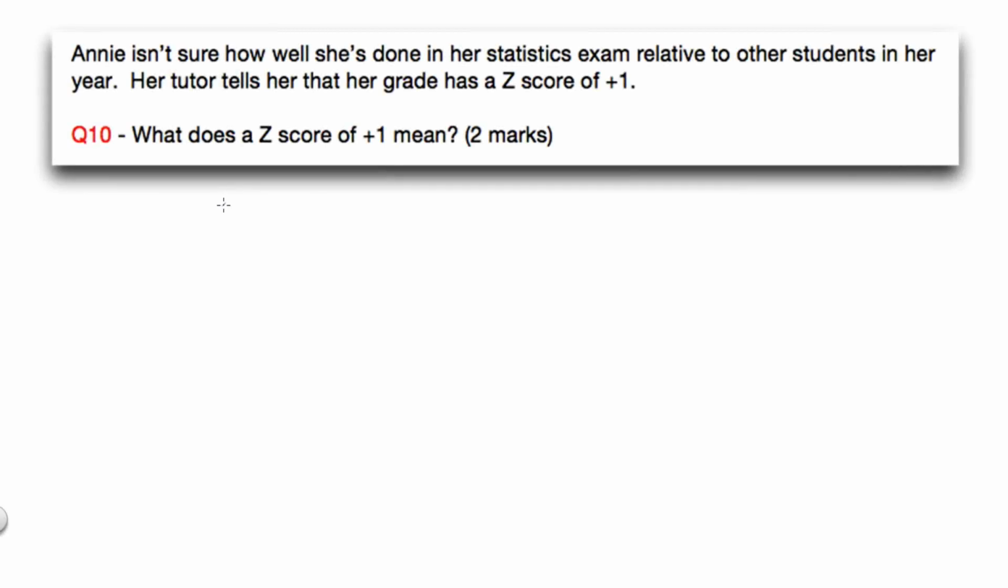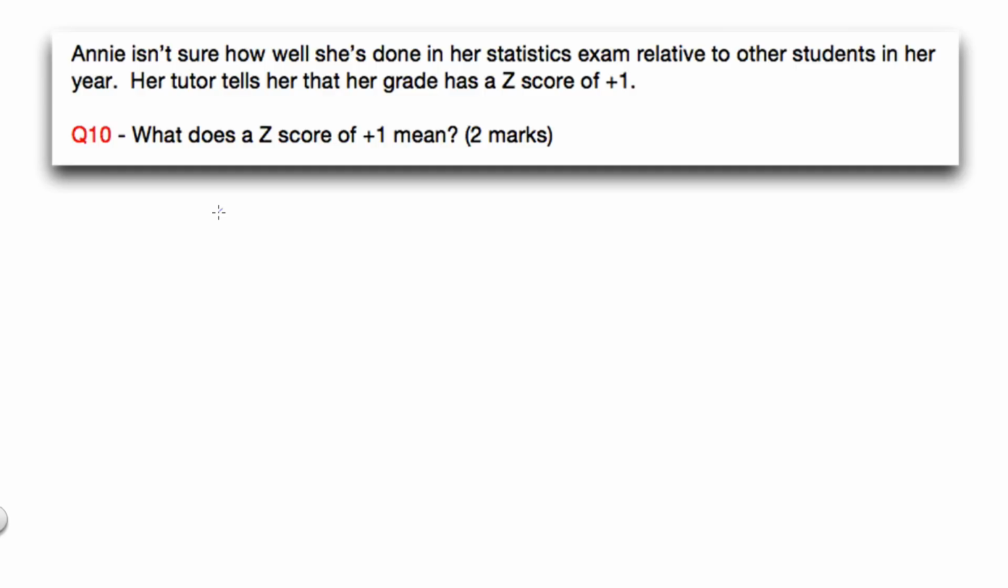Okay, so the first of these questions, question 10. The preamble to this is that Annie isn't sure how well she's done in her statistics exam relative to other students in her year. Her tutor tells her that her grade has a Z-score of +1. Question 10 is, what does a Z-score of +1 mean?